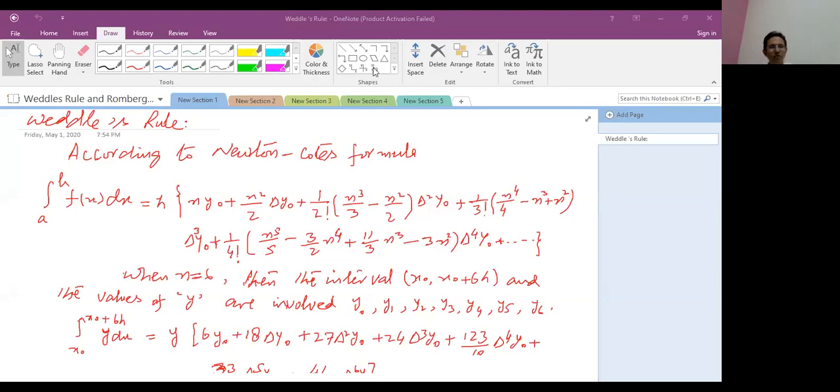Today we will talk about Weddle's rule and Romberg's integration method. There are two methods we will discuss one by one, students. According to the Newton-Cotes formula, we will derive Weddle's rule.